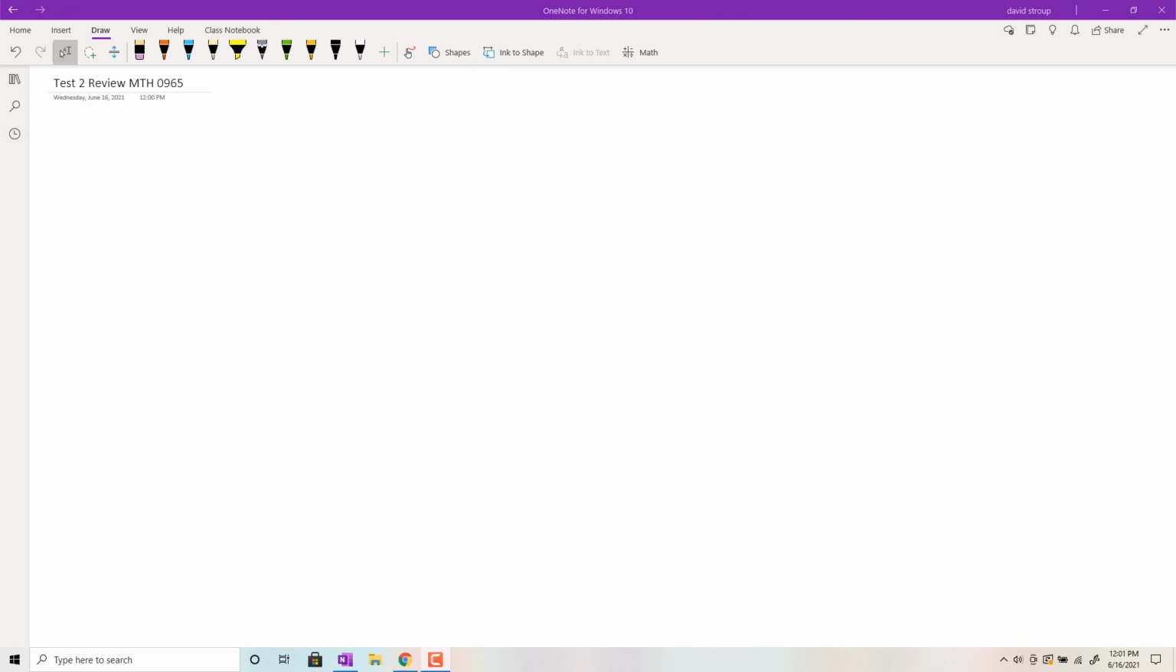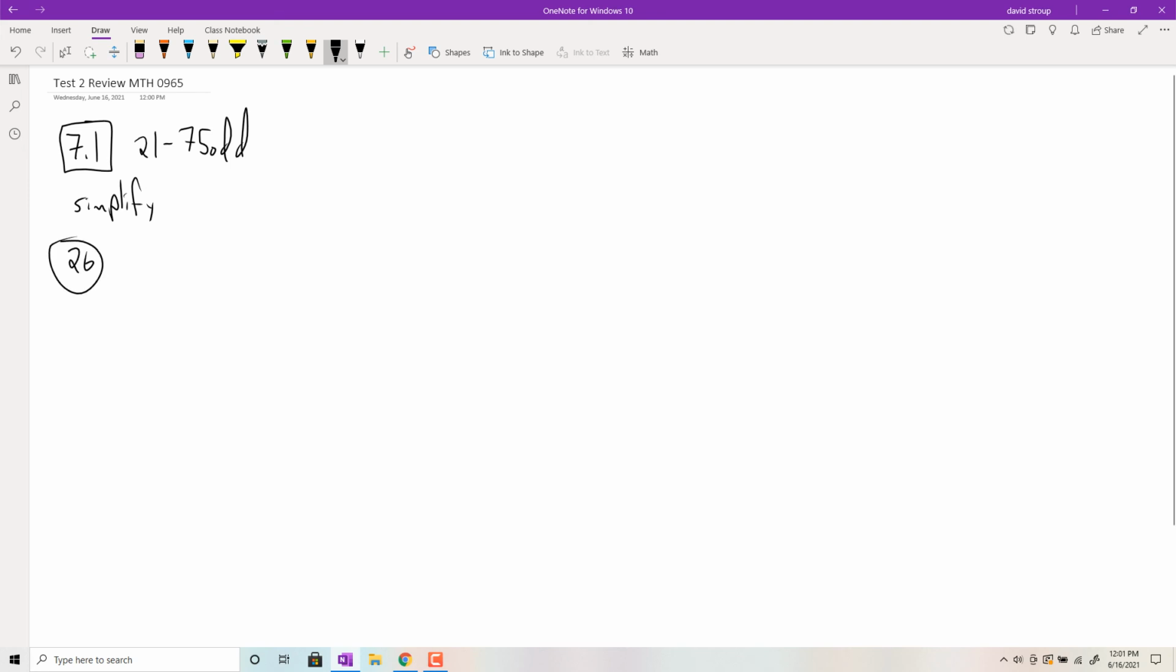So here we go. The first section was 7.1, and I'm looking at questions similar to 21 to 75 odd from the book. These are all problems where we were asked to simplify rational expressions. Okay, so simplify. I'm just going to take a look at a whole bunch of them.